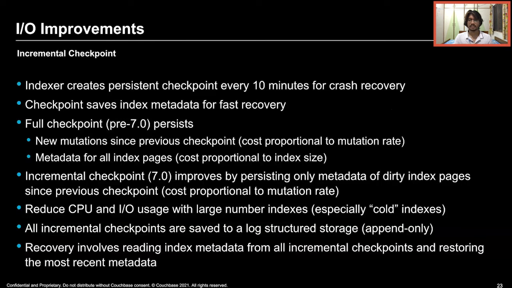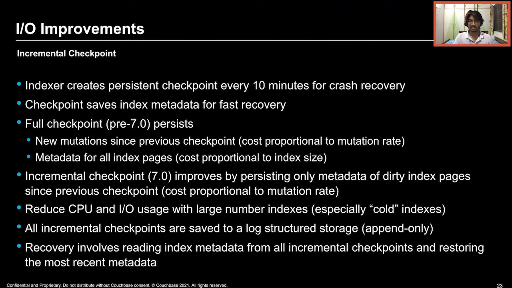Persisting all metadata was proportional to the index size and is expensive. 7.0 onwards, the metadata persistence has been made incremental so that its cost is proportional to the mutation rate instead. This reduced the CPU and IO usage with a large number of indexes, and especially for cold indexes whose mutation rate was low.